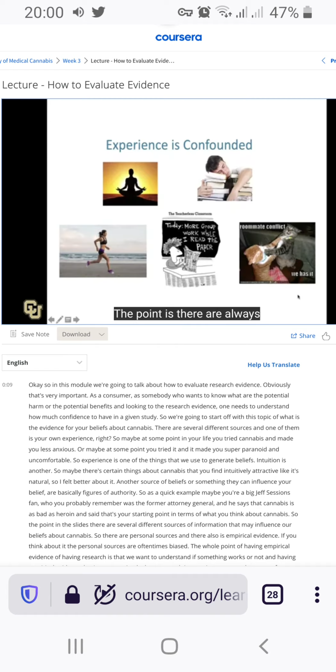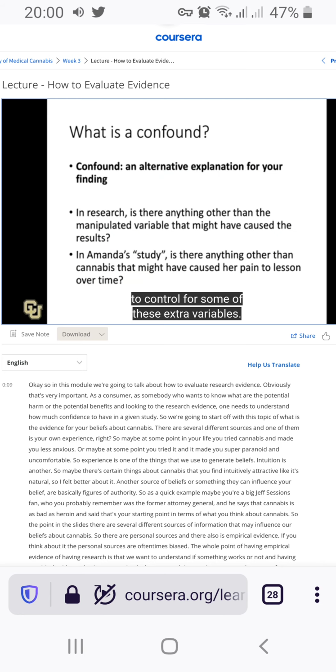The point is there are always other variables out there that may influence, for example, whether you're experiencing pain or not pain, whether you're experiencing anxiety or not anxiety. And so control groups help us to control for some of these extra variables. Okay, so what is a confound? When we talk about a confound, we're talking about an alternative explanation for your finding. There's some other variable that might have caused, or been associated with, your finding.